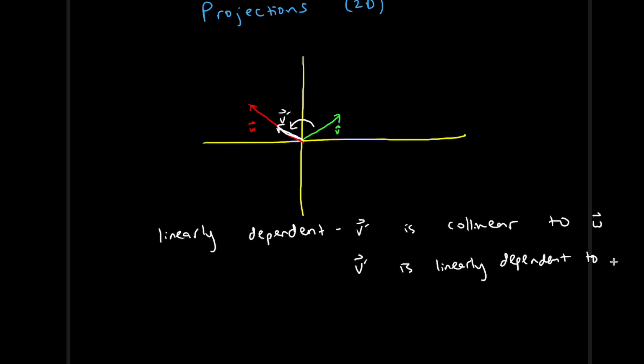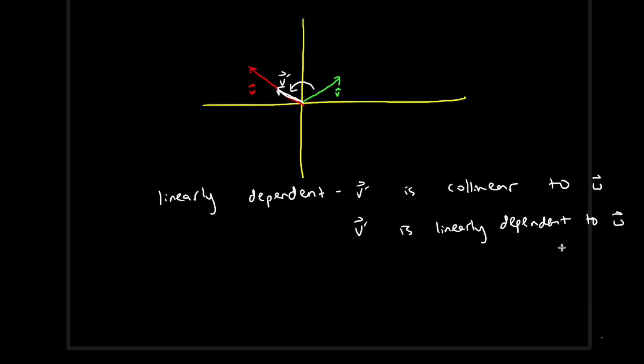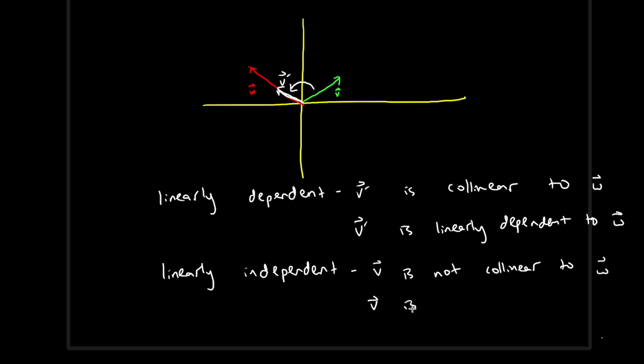Dependent to w. Now what about linearly independent? This is basically saying that v, in this case, is not collinear to w. So v is linearly independent to w.